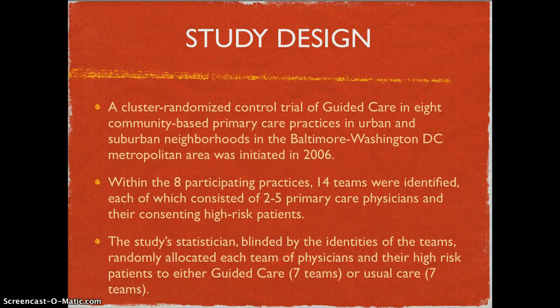The study's statistician, blinded to the identities of the teams, randomly allocated each team of physicians and their high-risk patients to either guided care teams, so there were 7 of those, or usual care teams, also 7 of those.